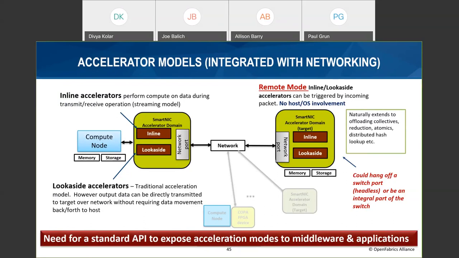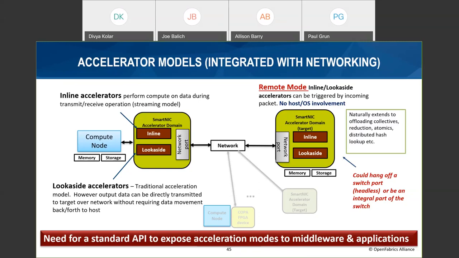Then there's the look aside that I mentioned, where the computation is performed, but the outcome of the look aside acceleration, whether it's done by a GPU or by something in this smart NIC accelerator domain, can be directly transmitted through the network port to a target. That's the basic two accelerator models that we are going to be assuming for the rest of the discussion.